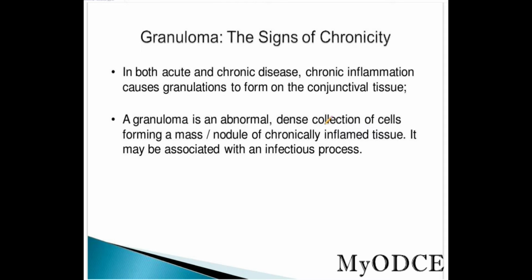So, you know, we think of signs of chronicity. We had mentioned keratinization as a sign of chronicity. Granuloma is another one. In both acute and chronic disease, chronic inflammation can cause granulations to start forming on the conjunctival tissue. Now, a granuloma is an abnormal, dense collection of cells forming a mass or a nodule of chronically inflamed tissue. It may be associated with an infectious process, but it doesn't have to be.